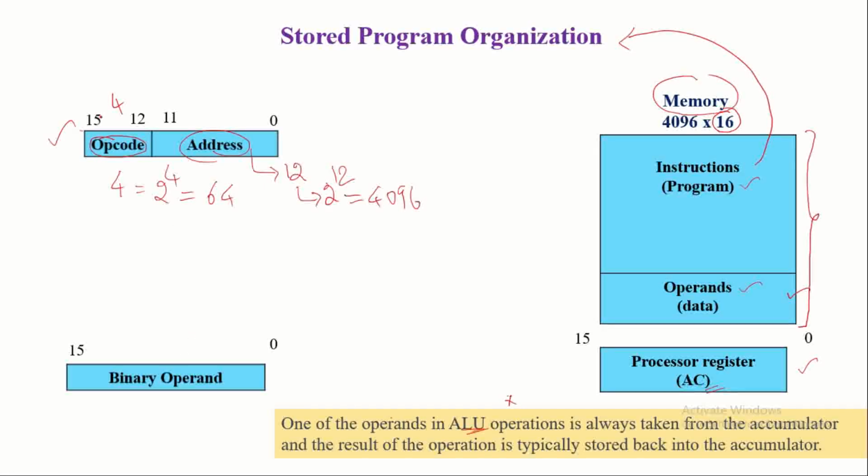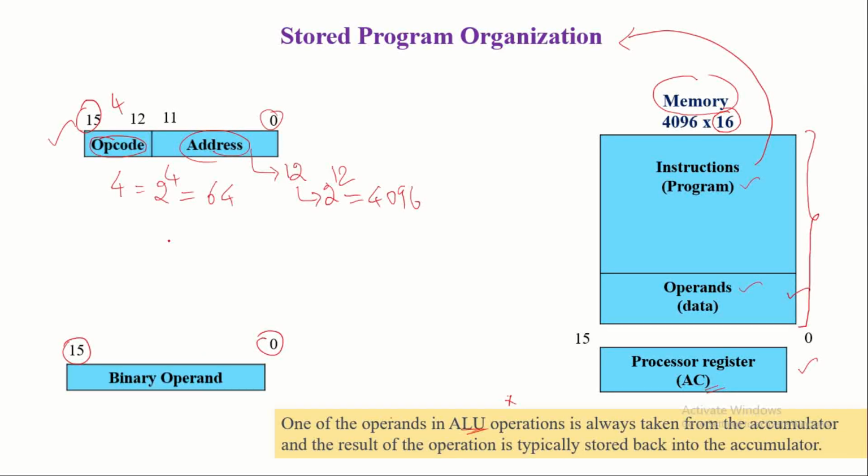So you can observe here both the instruction as well as the operand are the same size, that is, both are having the 16-bit size. Here all the 16 bits are completely used for storing the operand.